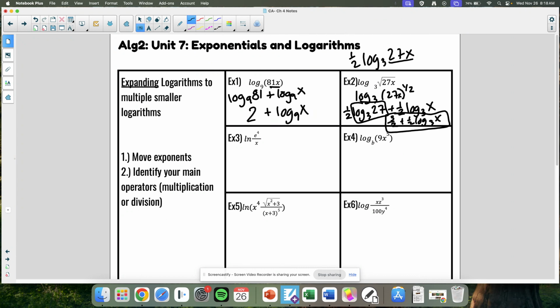Example 3. What's the base of the ln? E. So this is just log base e. What operation is going on inside that log? Division. So when you split apart division, what does it split to? Subtraction. When you split it, they are both going to have an ln.